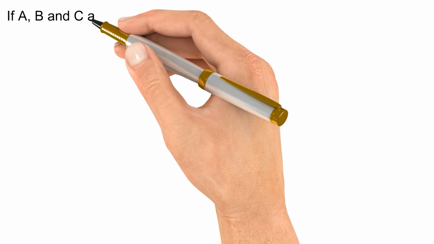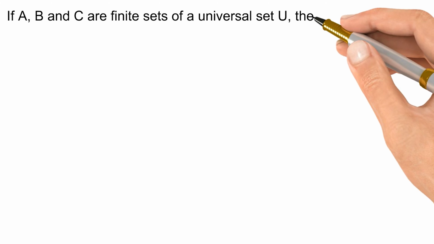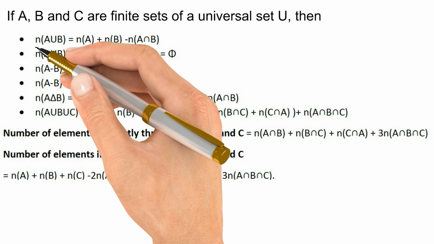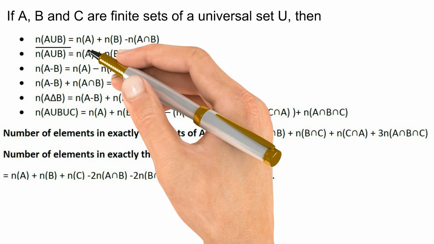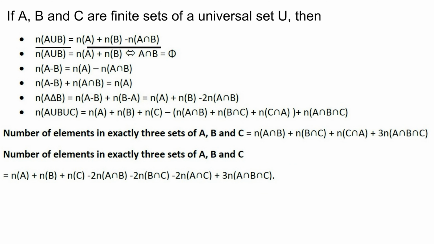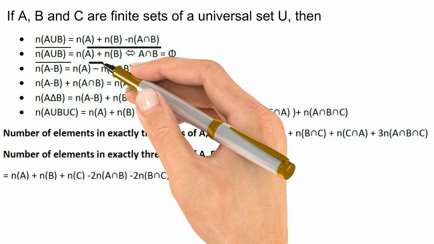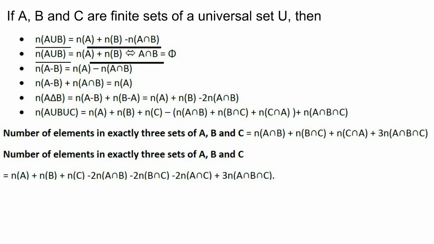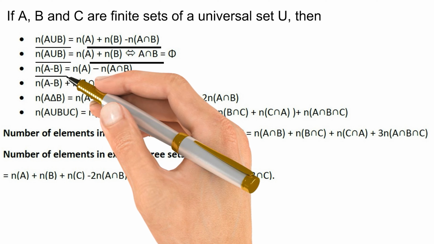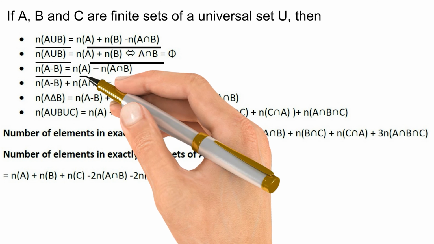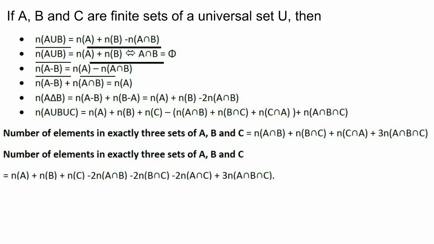Now if A, B and C are finite sets of universal set U, then the number of elements in A union B equals the number of elements in A plus the number of elements in B minus the number of elements in A intersection B. If the number of elements in A union B equals the number of elements in A plus the number of elements in B, then A intersection B is a null set, that is, A intersection B is phi, and its converse is also true. Now the number of elements in A minus B equals the number of elements in A minus the number of elements in A intersection B.